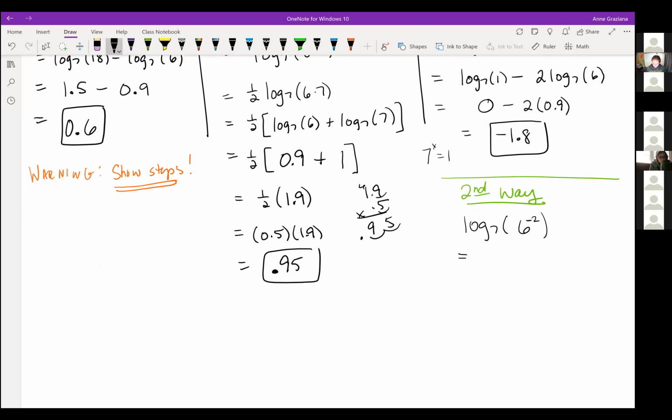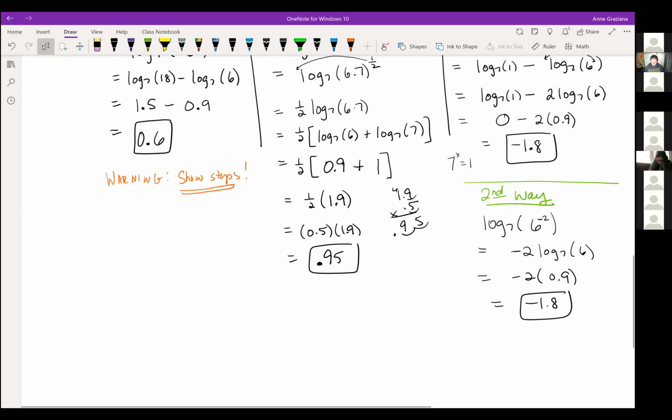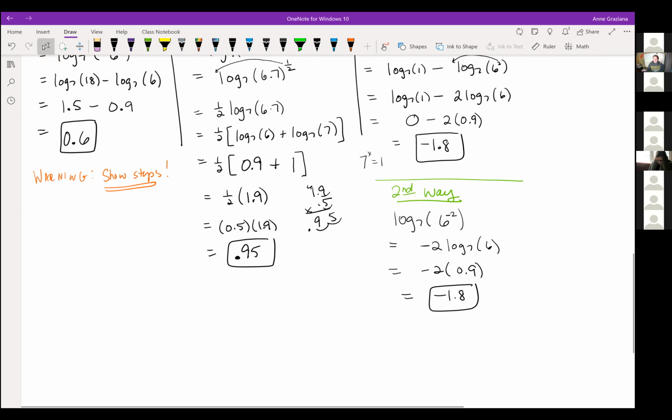Okay, and I just want to show you because this is good too, and it gives us the same thing. So this is negative 2 times 0.9, which is negative 1.8. Same thing, okay? Any questions?